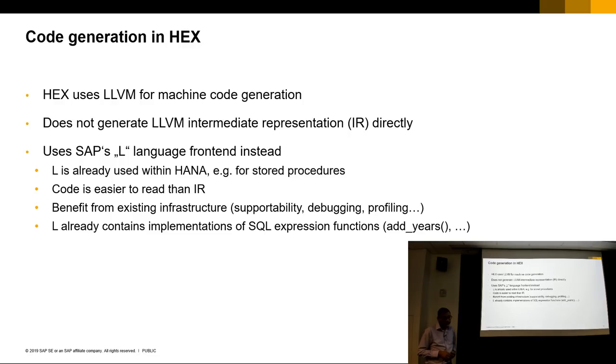So if you use L now in HANA without the LLM engine to write your stored procedure, the data engine could have its own function, say, add years, add 2 years together. It has its own function, and L has its own now. Okay, so the current stored procedure execution uses L internally. So we're just piling onto the same implementation. It's consistent. It's easier to read, easier to debug, as opposed to going to IR directly. That's the main point.